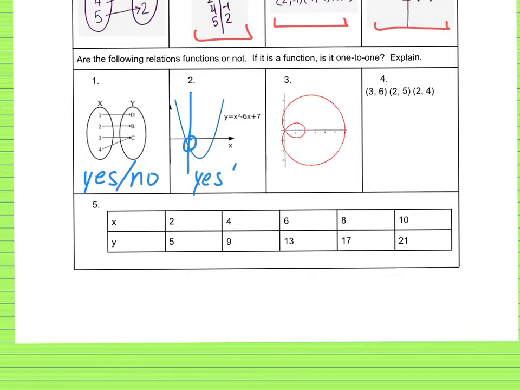So this one is a function. However, is it 1-to-1? This is where it can get a little tricky. You got to really think hard and look hard at these graphs to know that.